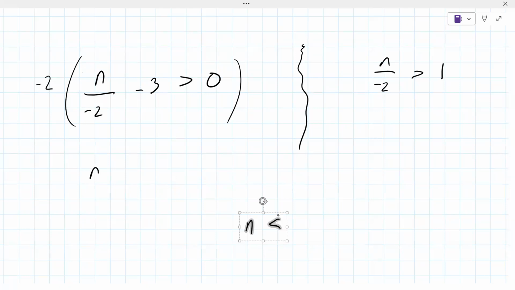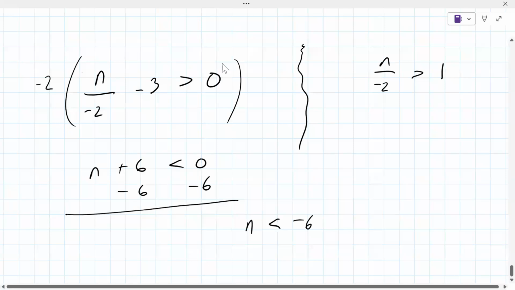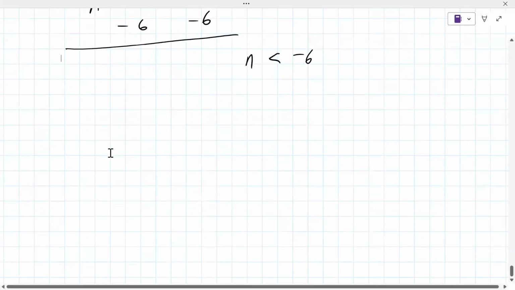Right, so there's a small error there. So that it becomes n plus 6 less than 0. Then you subtract 6 from both sides. Should be -6. Okay, let's do a few more of those. You can see that's kind of a pattern there.